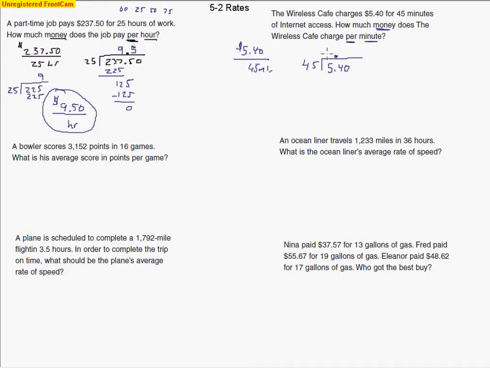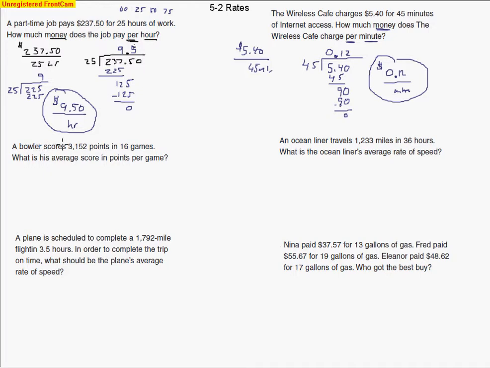First thing, well, 45 doesn't go into 5. That goes 0 times. 45 goes into 54, though, 1 time. So 1 times 45 makes 45. You do the subtraction, we're left with 9. So you bring down the 0, and 45 into 90. Well, let's try 2. 2 times 45 makes exactly 90. So that means we're done. So that means it is 12 cents, or 12 hundredths of a dollar, per minute of time. And there it is. Well, let's take a look at our next one.